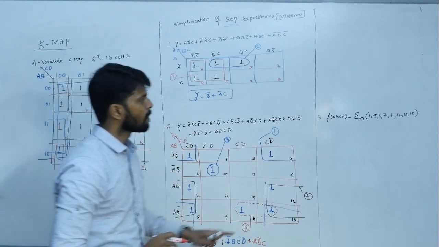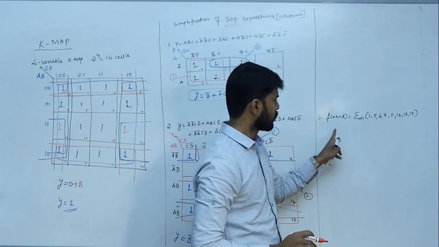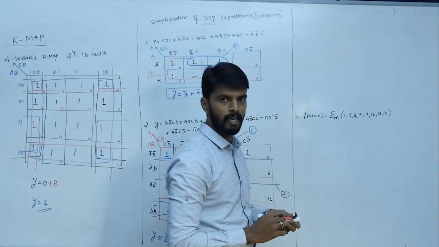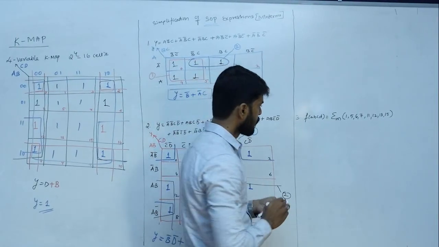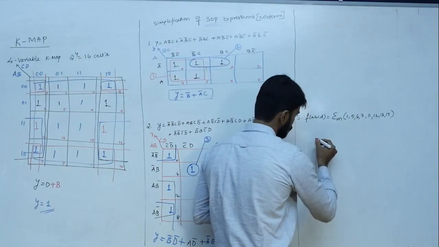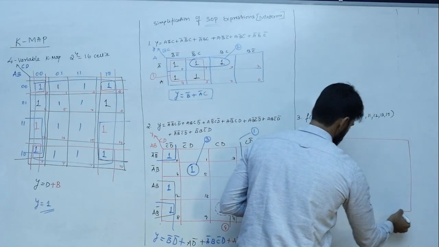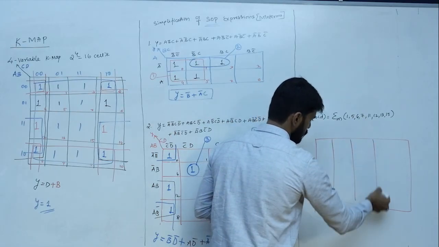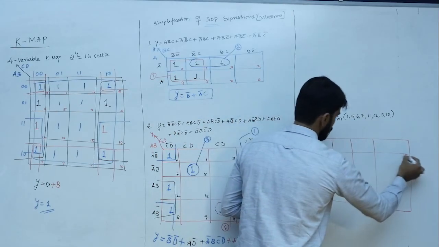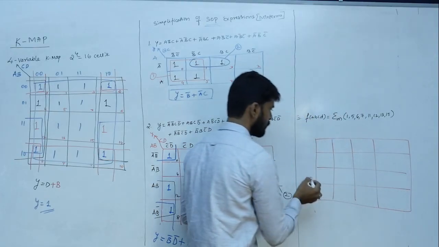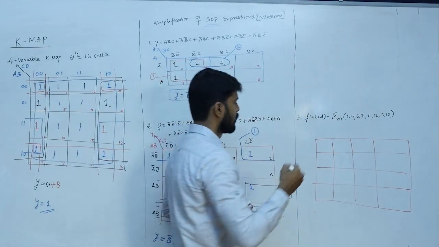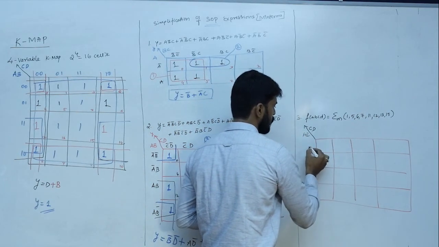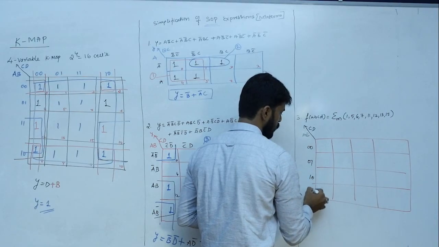Similarly, if I talk about this equation again, by looking I can say we again need a 4 variable K map. Again we need a 16 cell K map. In this, I will place A, B, C, D. Again here 0 0, 0 1, 1 0, 1 1.